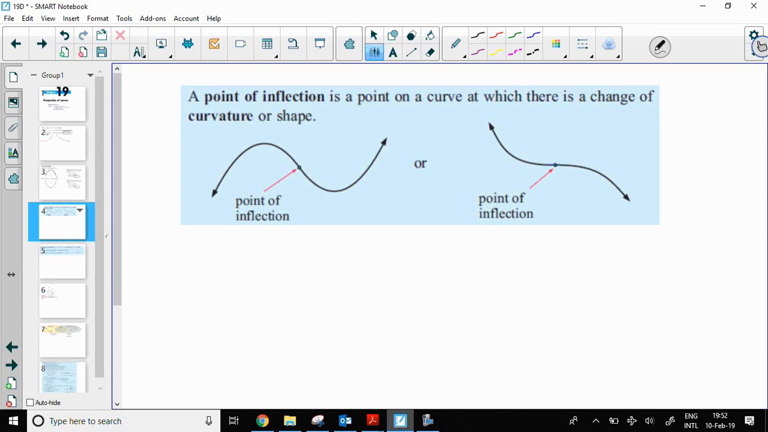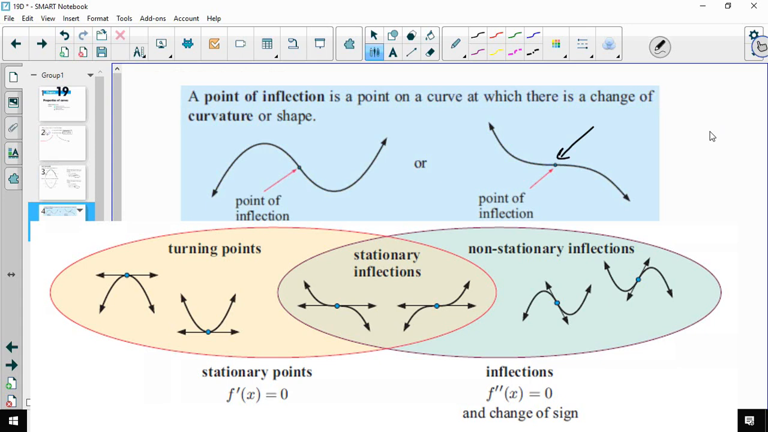So we've got two pictures here. This one on the right is actually a stationary point of inflection. We talked about that in the last video. That's a point of inflection where the tangent line is horizontal. Not every stationary point is a point of inflection, and not every point of inflection is a stationary point.